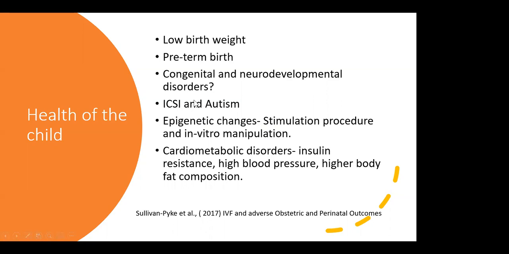And the talk is around epigenetic changes. So epigenetic changes are not changes to the genome, but changes in how the genome is expressed or activated. And they think it could be related to the stimulation procedure, or more likely due to the in vitro culture and manipulation process of the embryos, because no matter how much we learn, we're not anywhere near what embryo culture is like inside the uterus. And these epigenetic changes are resulting in increased rates of cardiometabolic disorders in the adults. So things like insulin resistance, high blood pressure, and higher body fat composition.